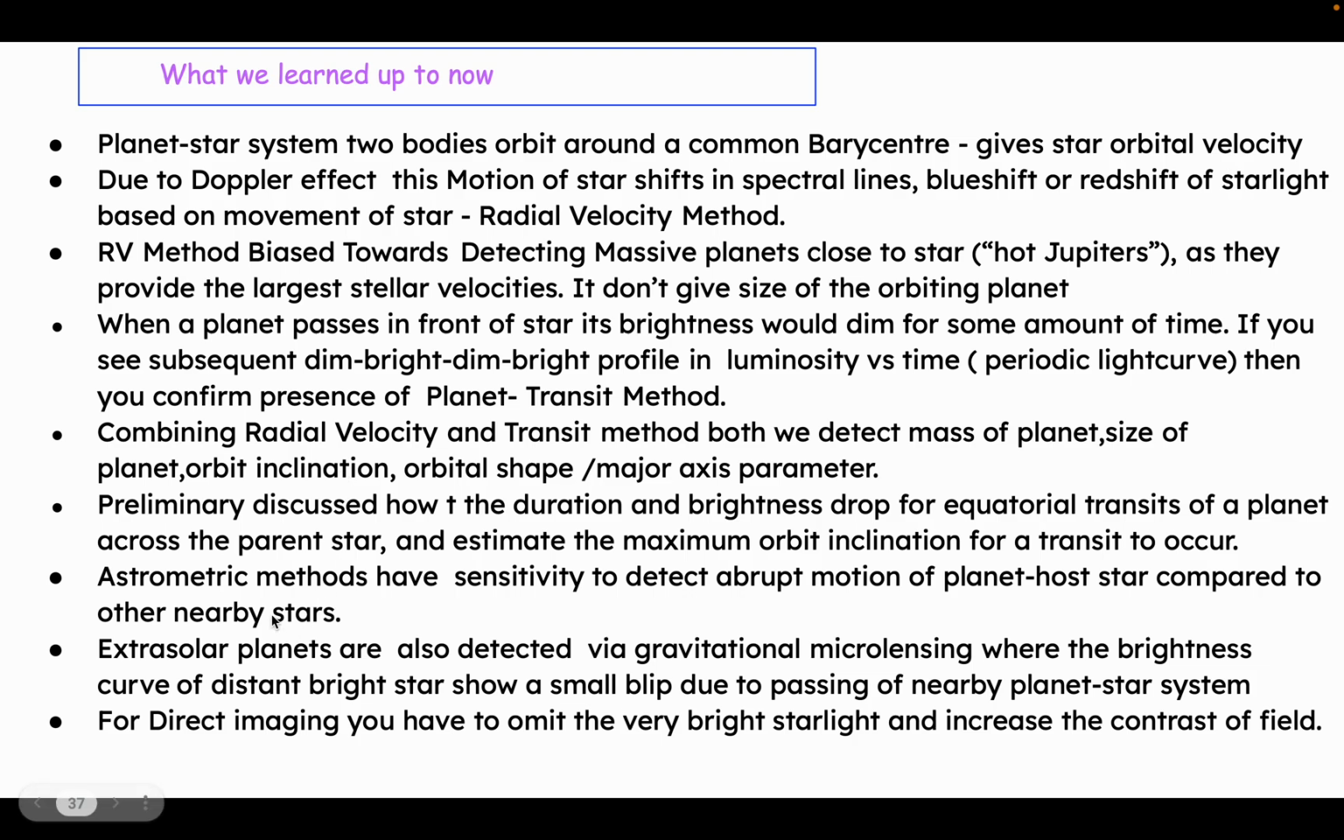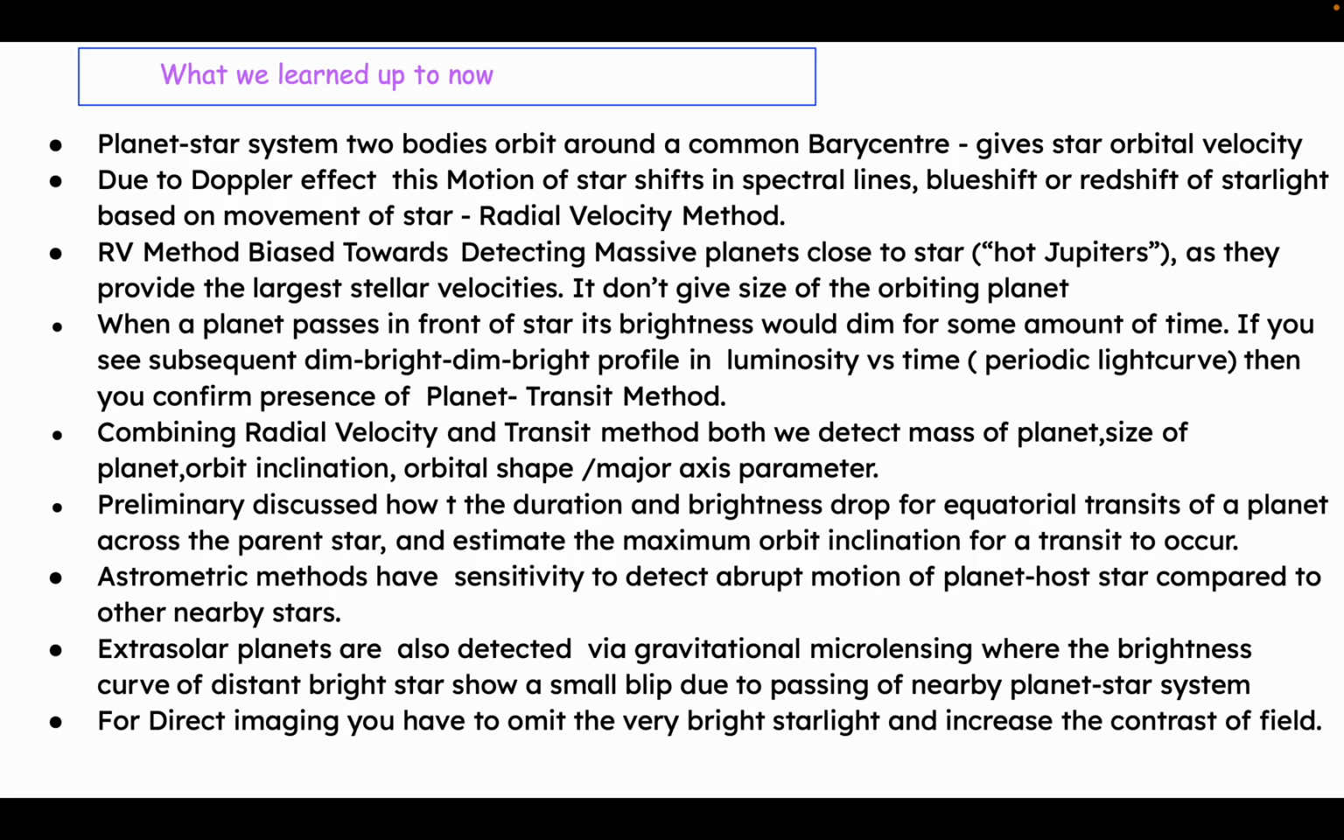For the preliminary analysis, we had a preliminary discussion of how the duration and the brightness drop for the equatorial transit of a planet are derived. I have not discussed that today. And how the maximum orbit inclination for a transit to occur was discussed yesterday. It was not very clearly discussed, but it is in the slides. If you want to know more, you can check that.